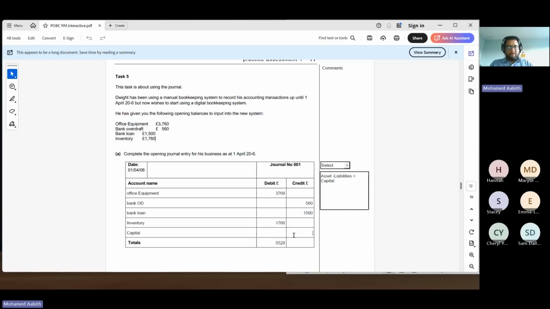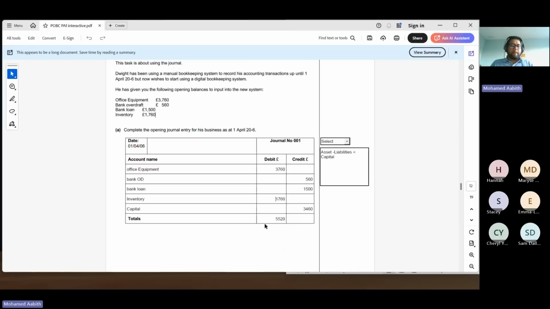So the capital will be that minus that. So I'm going to have 5,520 minus 2060, it gives you 3,460 pounds, which is the value of your capital here.